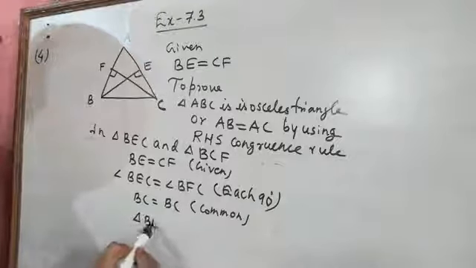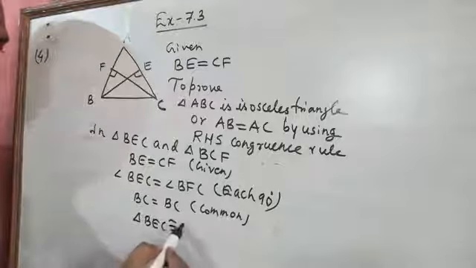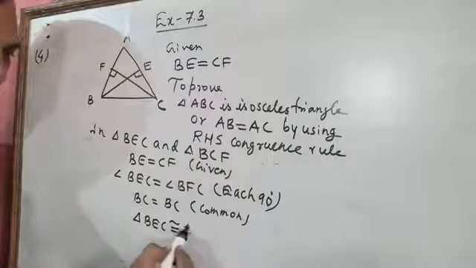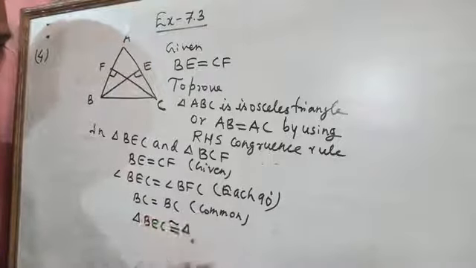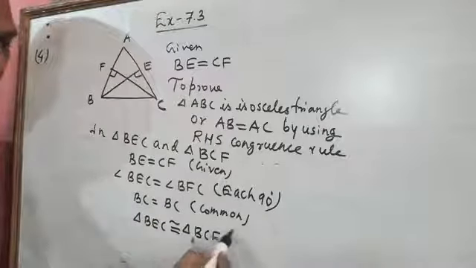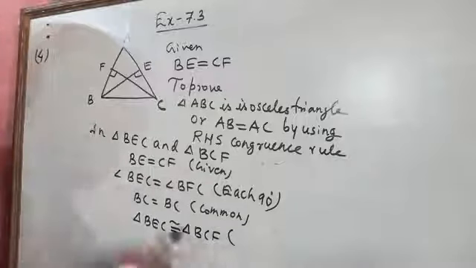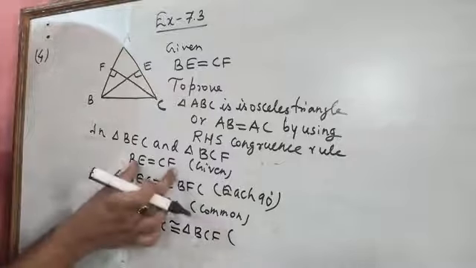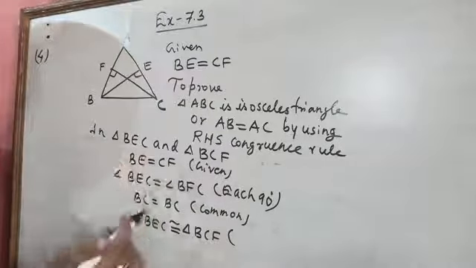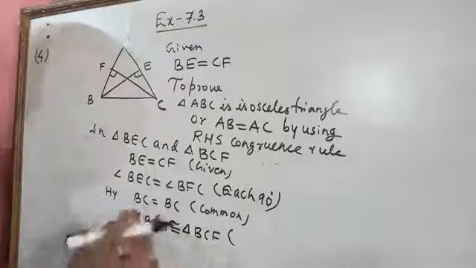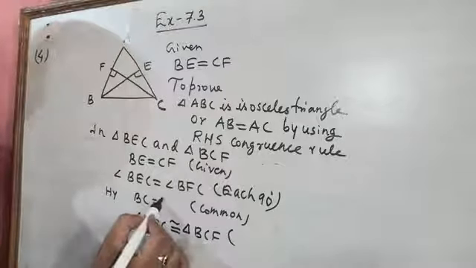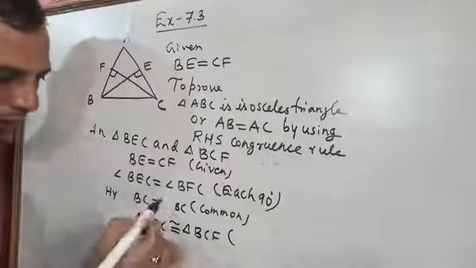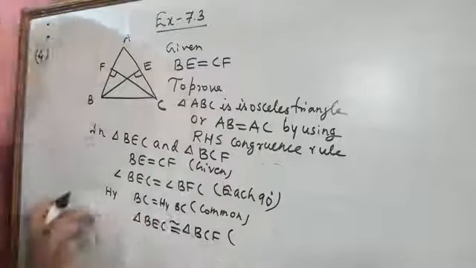Therefore, triangle BEC is congruent to triangle BCF by the criteria. Now BE equal to CF, this is a side, and BC is the hypotenuse. BC is the hypotenuse side, because I am writing HY as hypotenuse. Hypotenuse side, BC hypotenuse.